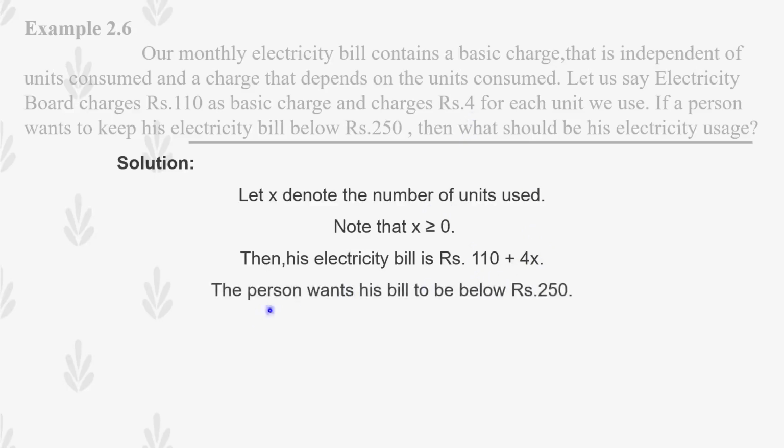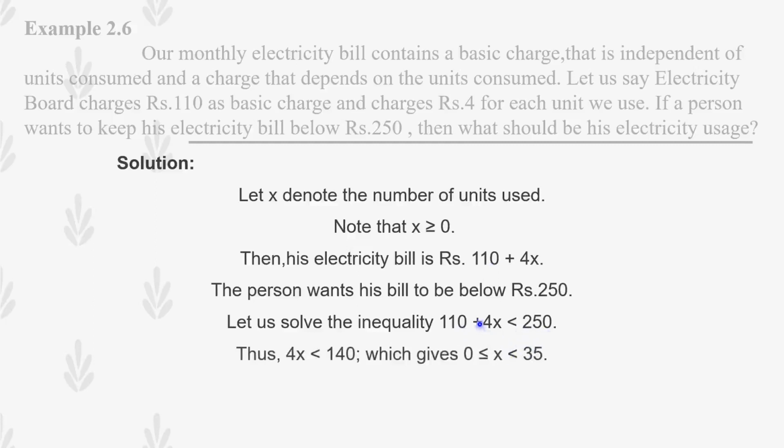The person wants his bill to be below rupees 250, isn't it? So this amount must be less than 250. From that we have to form an inequality: 110 plus 4x is less than 250. Then 4x is less than 250 minus 110, which is 140. That is, 4x is less than 140. Then x is less than 140 divided by 4, which gives 35. That is, x is less than 35.